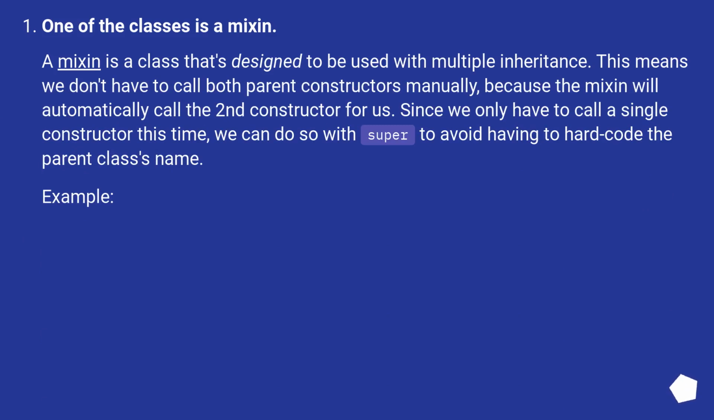Second, one of the classes is a mixin. A mixin is a class that's designed to be used with multiple inheritance. This means we don't have to call both parent constructors manually, because the mixin will automatically call the second constructor for us. Since we only have to call a single constructor this time, we can do so with super to avoid having to hard code the parent class's name. Example.